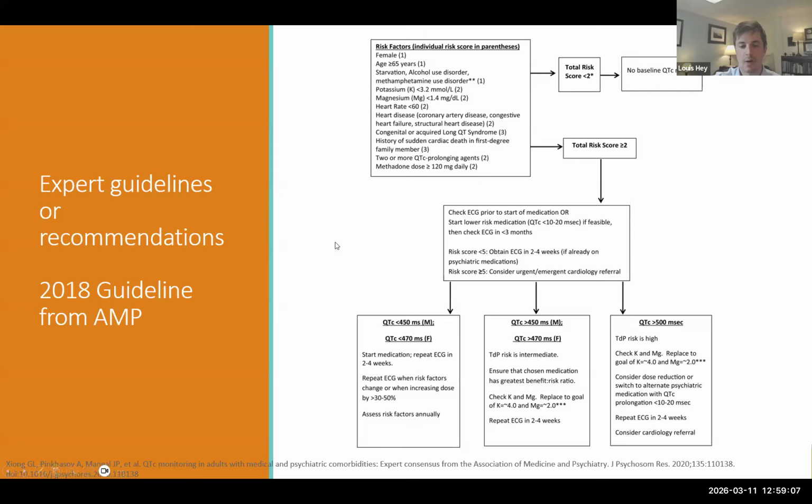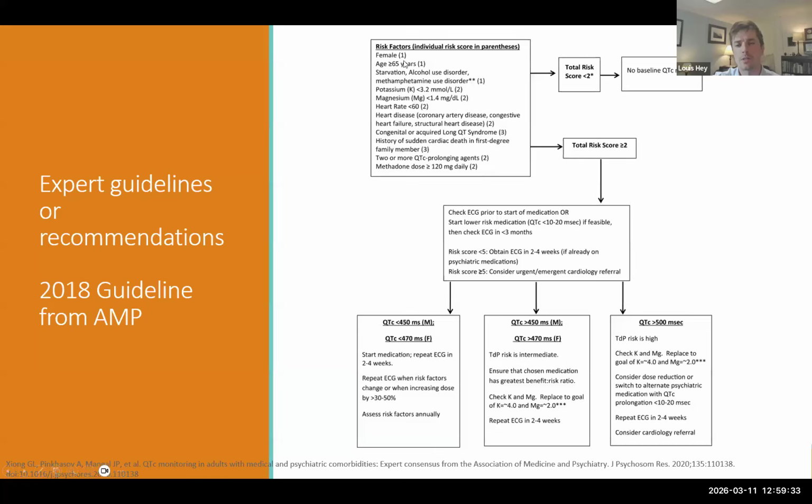This one was published by the Association of Medicine and Psychiatry, and they convened a number of experts in the field to talk about medications of all classes, so not just psychiatric medications, but all of the most commonly associated QTc prolonging medications. And this is what their expert panel came up with. So they recommended calculating this risk score first.